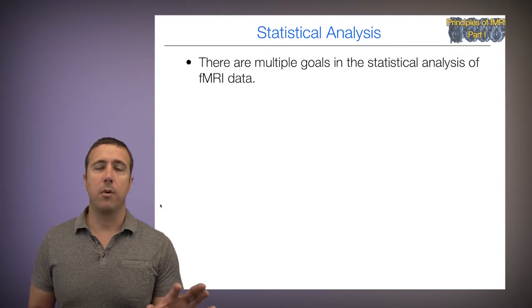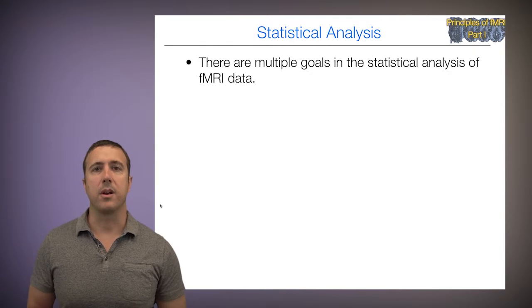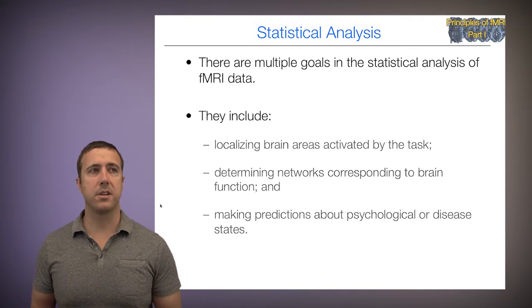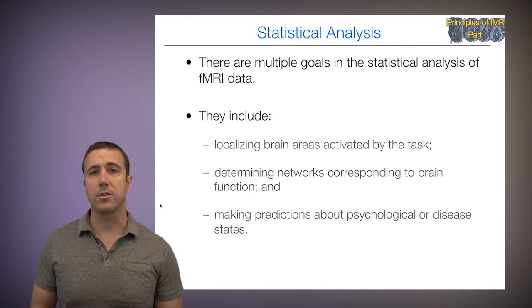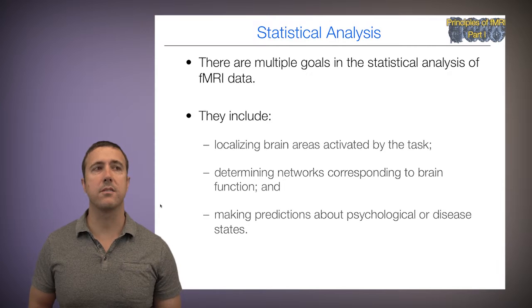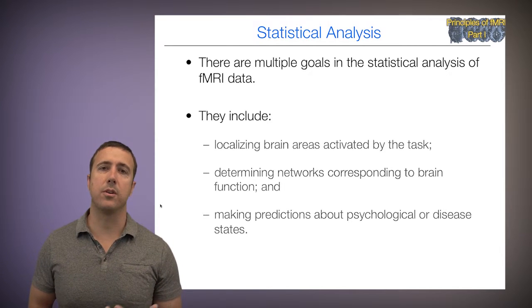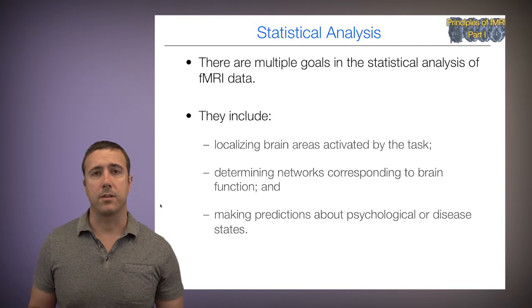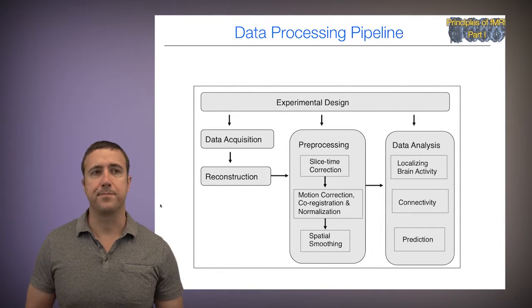In this module, we're going to introduce the general linear model, which is the bread and butter workhorse of statistical analysis. In this module and the following series, we'll walk you through how to construct a GLM and how to use it for fMRI. So there are multiple goals in the analysis of fMRI data, and they include localizing areas activated by a task or in relation to a process of interest, determining networks corresponding to brain function, functional connectivity and effective connectivity, and making predictions about psychological or disease states or other outcomes from functional imaging data. All of these can be handled in certain ways in the general linear modeling framework.